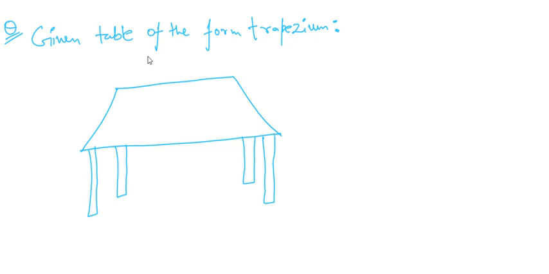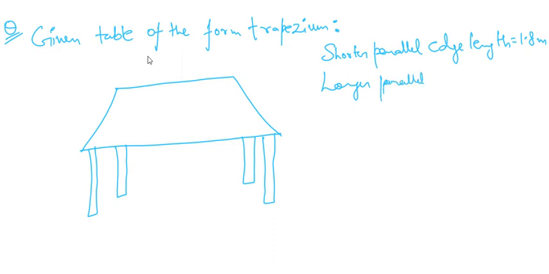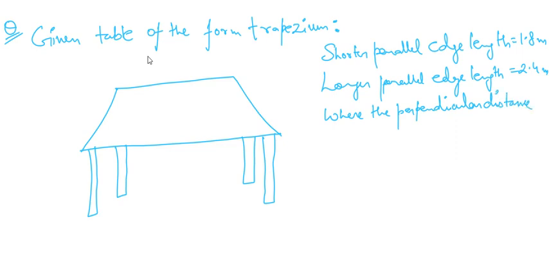So I have a trapezium-shaped table where the shorter parallel edge length is given as 1.8 meters and my longer parallel edge length is given to me as 2.4 meters, where the perpendicular distance between the two parallel edges is, suppose, 1.6 meters. Then determine.